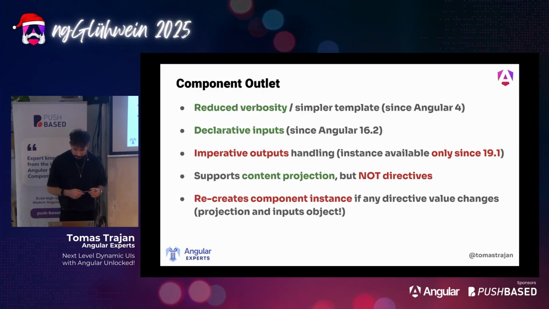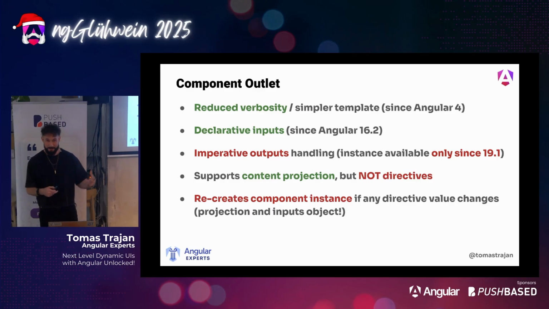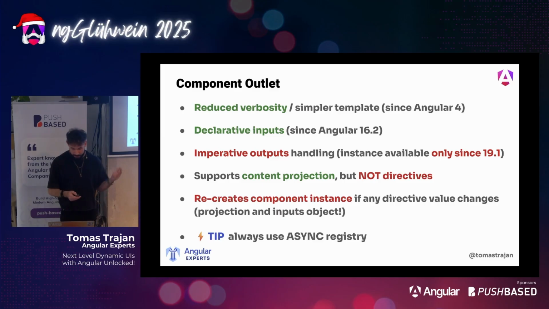And another big problem is whenever we change something which we are passing into the directive. If we pass in the type, of course, we kind of want to tear down the previous component and create a new one because it's a different kind of component. But if we pass in a different projected content, then maybe that doesn't sound like something which we would want to tear down the component for, but it actually happens. So this is not that cool. And of course, as a tip, we should always use the async registry.